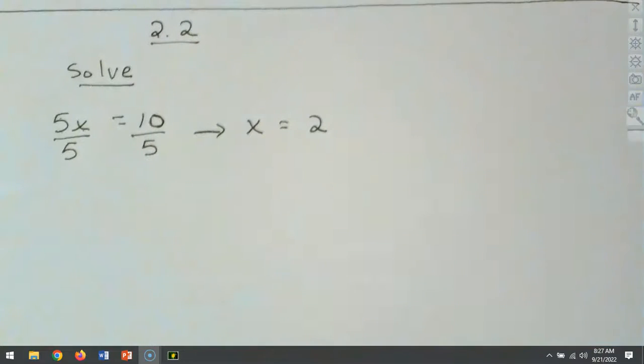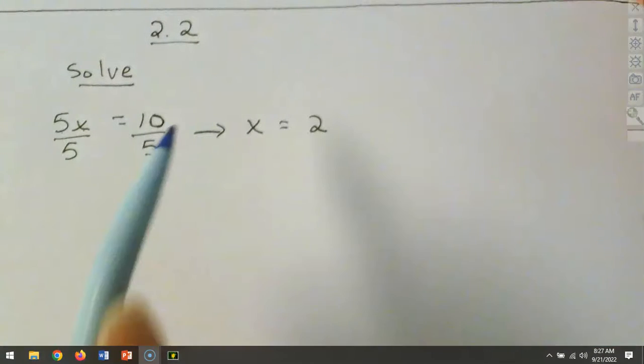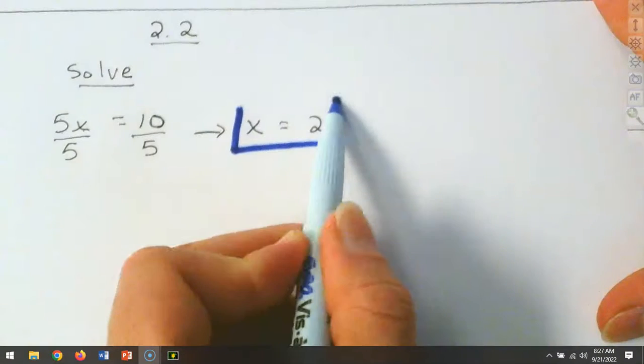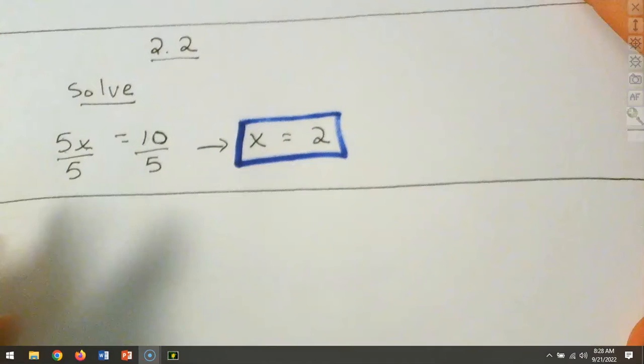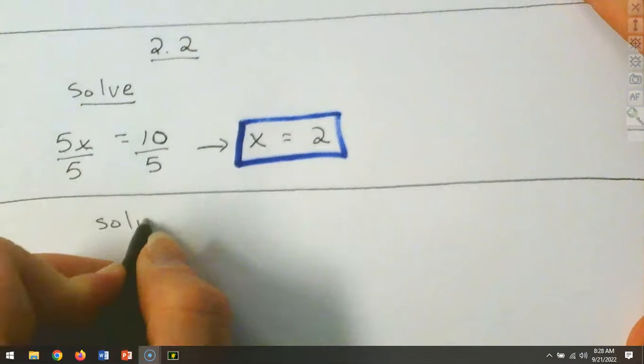Okay. Now, again, that is a very, very basic one. But we understand the concept of what gets rid of multiplication: division. What gets rid of division? Multiplication. Now let's do another one. Let's say I put a negative in front of it. Let's try to solve this one.